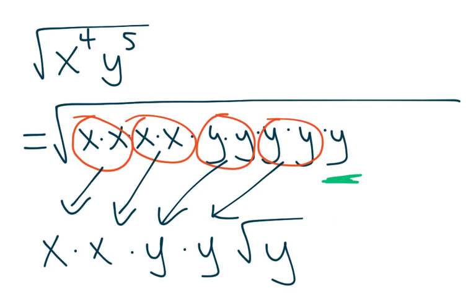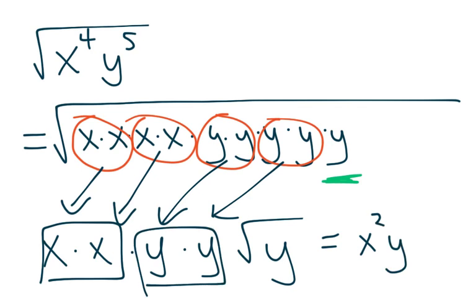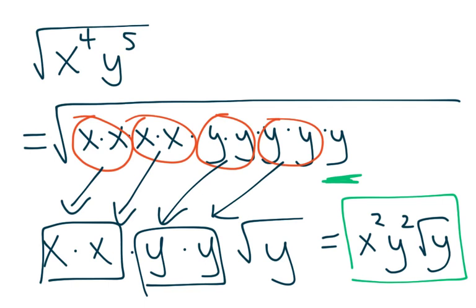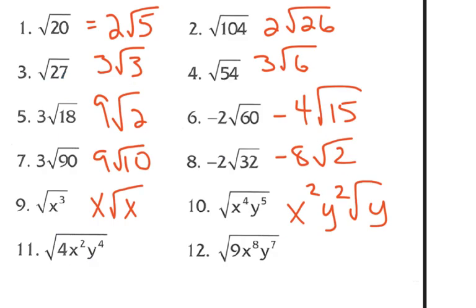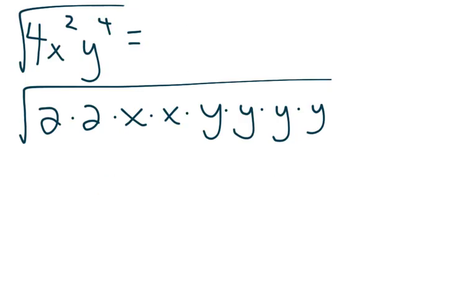I'm running out of room, but this would equal x squared, y squared, because x times x is x squared, and y times y is y squared, square roots of y. And that is the final answer. So if you were going to say that out loud, it'd be x squared, y squared, square roots of y. Okay, go ahead and try number 11 and 12 by yourself, and then play the video, and I will have worked them out.